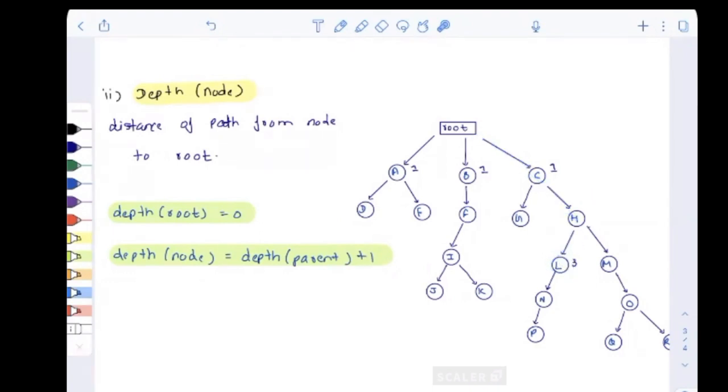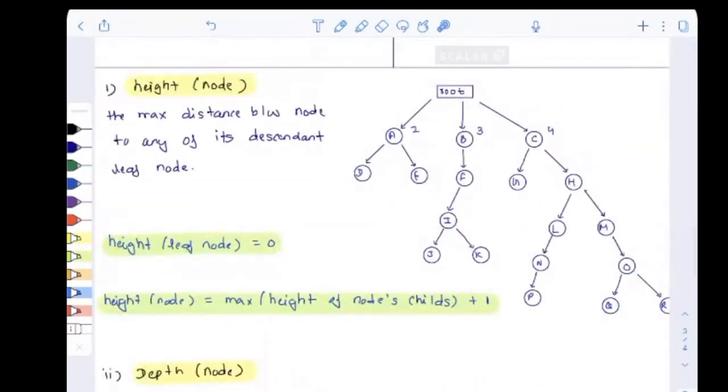Got the point? Now please understand the difference between height and depth. Can I say height is nothing but how far you are from the descendant leaf of yours, the maximum distance between you and your descendant leaf? Correct? That is what height is. We are calculating the height from the lower end. For example, if I talk about L's height, the height of L is going to be 2 guys. If I talk about height of C, that is going to be 4. So you are calculating the maximum distance between you and any of your descendant leaf.